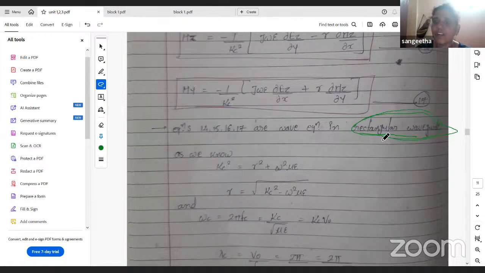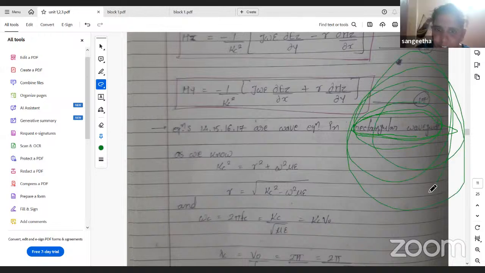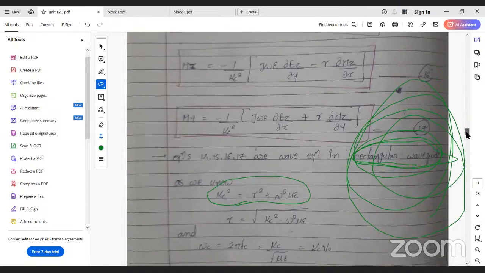Is it circular waveguide or rectangular waveguide? Rectangular waveguide. We calculated all these things for rectangular waveguide. Previously, we saw one constant. Did you observe the constant Kc square? Where did we get this Kc square? In the previous derivation.